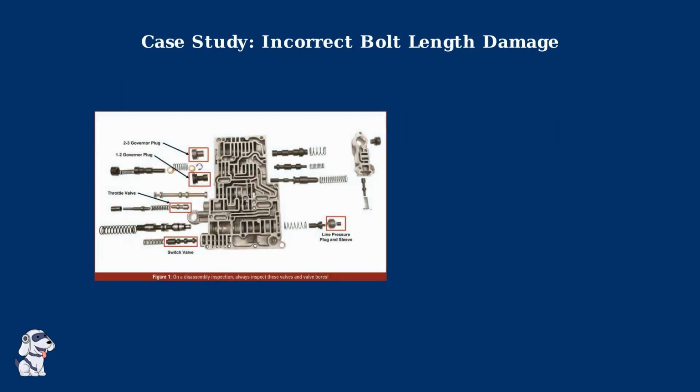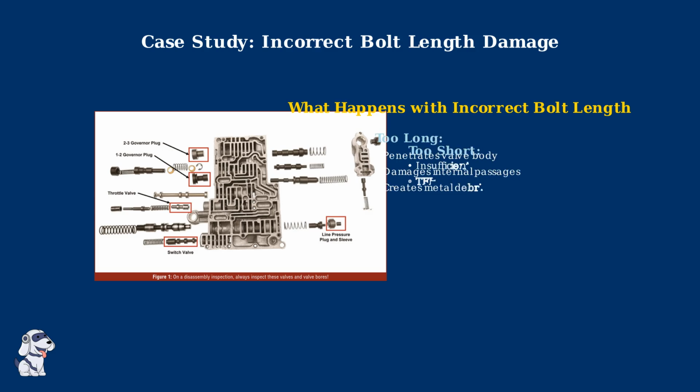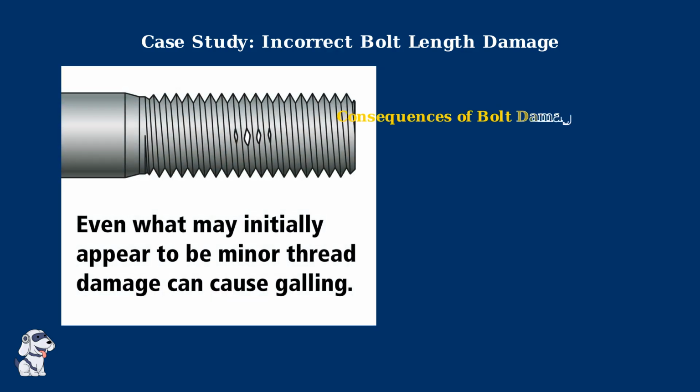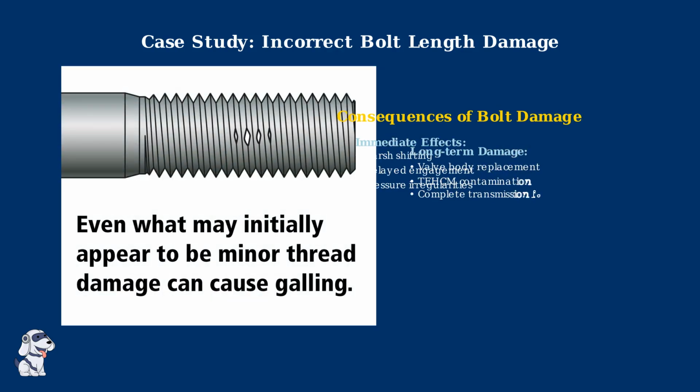The valve body assembly contains precisely machined passages and chambers. When bolts are too long, they can penetrate through the valve body, damaging internal passages and creating metal debris. When too short, they provide insufficient clamping force. Thread damage from incorrect bolts creates immediate shifting problems and can lead to catastrophic long-term damage. Even minor thread damage can cause galling and progressive failure of the entire transmission system.